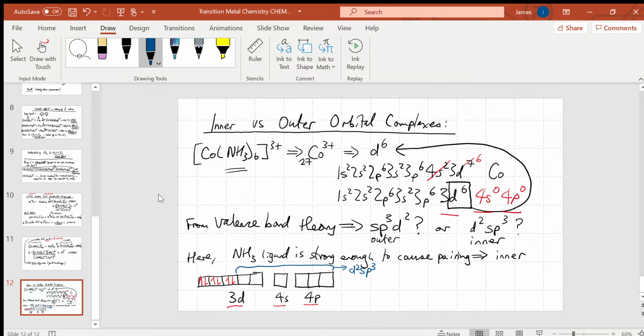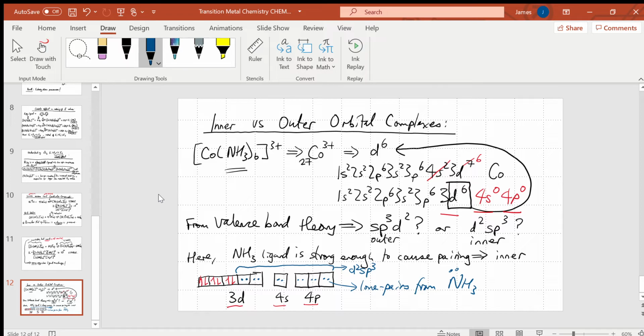And this is now free for the electrons from the lone pair on nitrogen to come in. So our lone pair electrons from nitrogen are going to come in. We have 6 of them: 3, 4, 5, 6. So these are the lone pairs from the NH3 ligands. And so on this occasion we form an inner orbital complex.